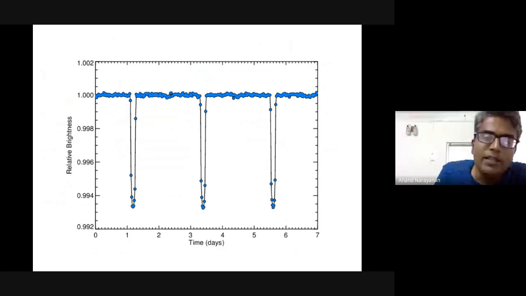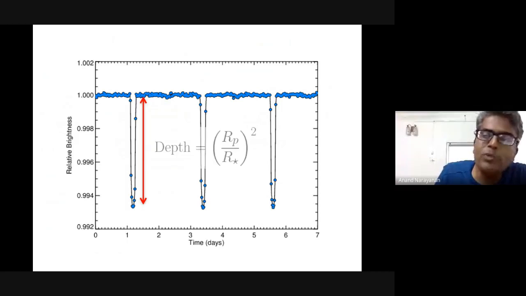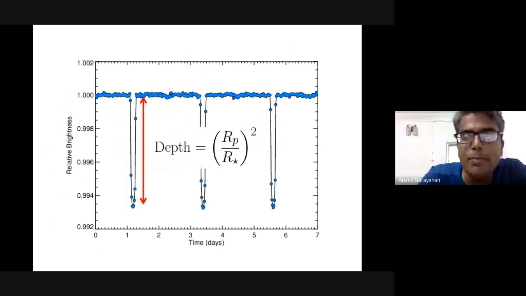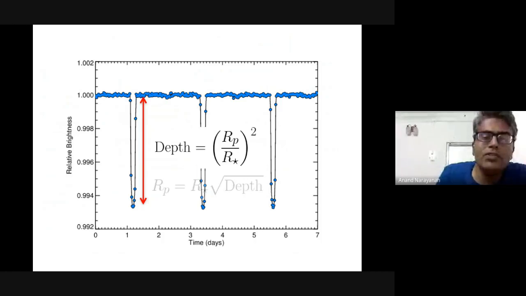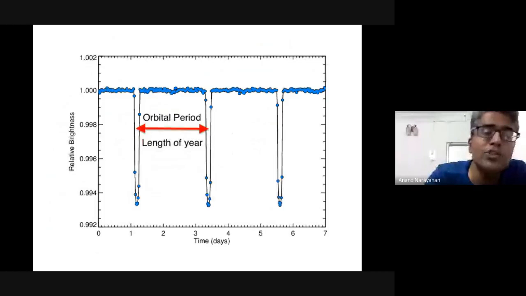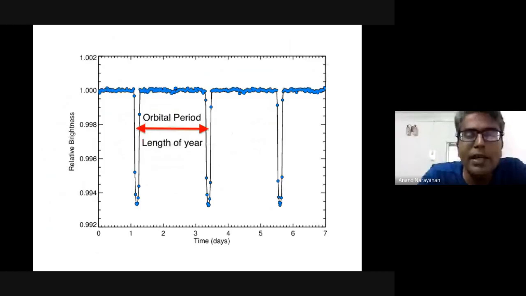The depth of this dip is going to be proportional to the ratio of the size of the planet to the star's size. So if you can estimate the star's radius, then we can find out the size of the planet, which we have not seen. So the radial velocity method gave us the mass of the planet. The transit method gives us the size of the planet. Not just the size, it also gives us how long it takes for the planet to complete one full revolution around the star. That is given by the separation between the dips in brightness.